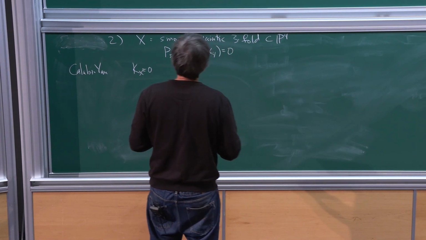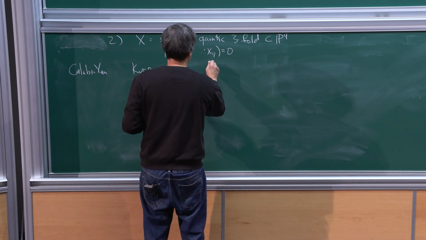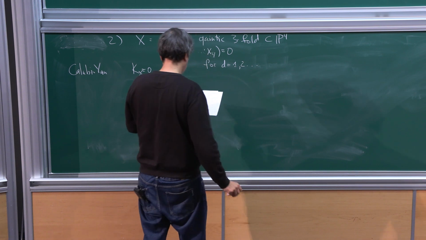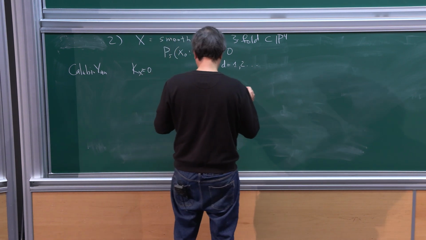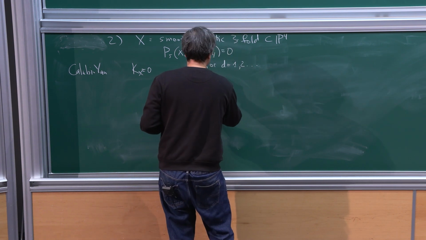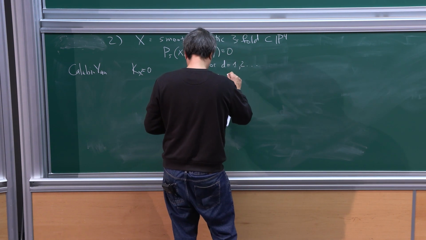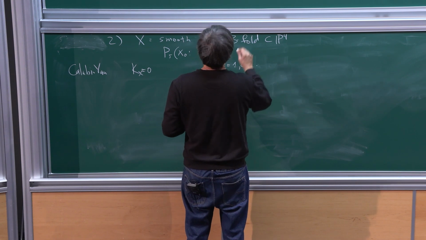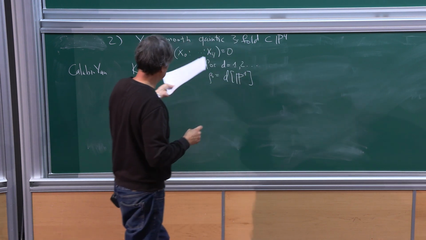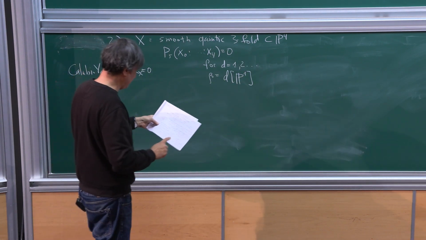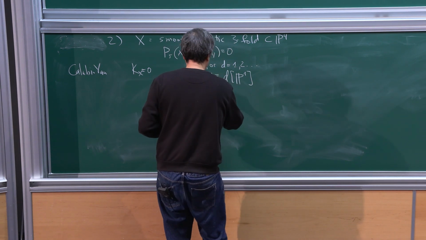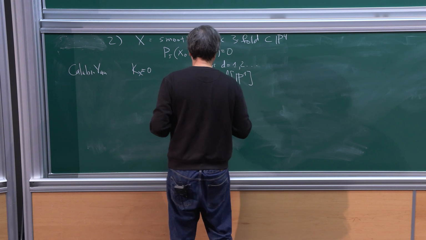Yeah, again, we have a sequence of numbers for d equal 1, 2, and so on. I take beta equal to d times the class of a projective line. In fact, this quintic threefold has plenty of projective lines. You'll see how many in a minute. And n equal to 0, so I get no marked points.